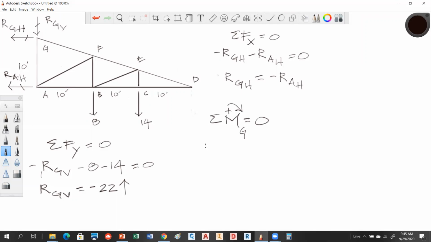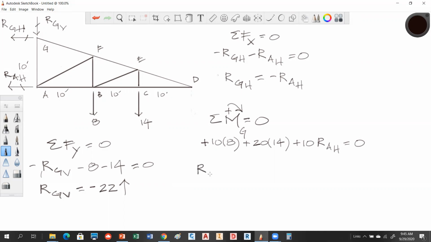That's going to be 10 times 8 positive rotation plus 10 times 8. Then this will be 20 times 14 positive rotation. And then this will be a positive rotation at 10. So that's going to be a plus 10 RAH is equal to 0. So we're going to have what? 8 times 10 is 80 plus 20 times 14. I get a positive 36.